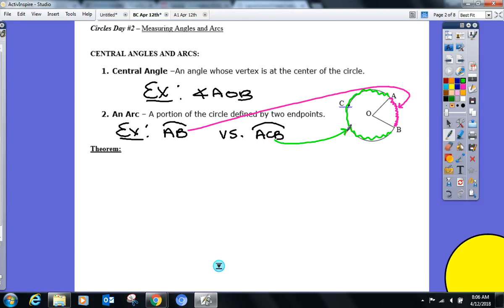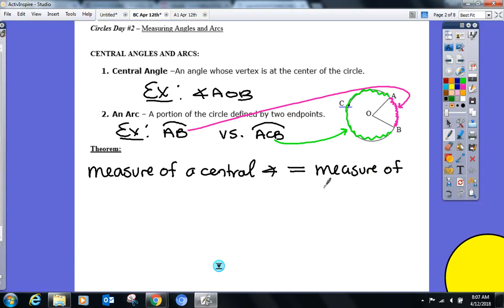Okay? Hey, how many degrees in a circle? 360, right? How can I find the number of degrees in a portion of an arc? Here's how. Here's your first circle theorem or fact, and that is the measure of a central angle, and we all know what a central angle is now, is equal to the measure of its, I'm going to use a big word here, intercepted arc.